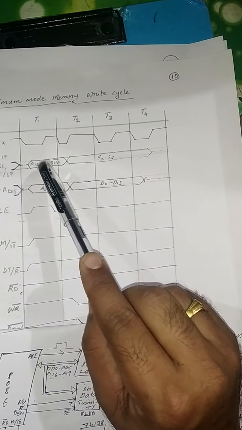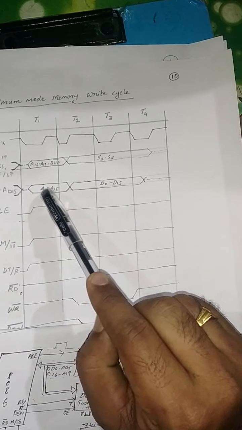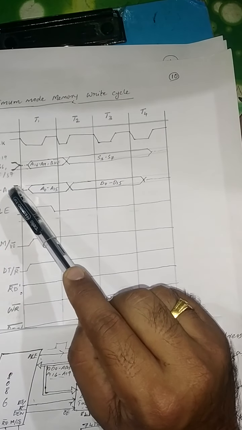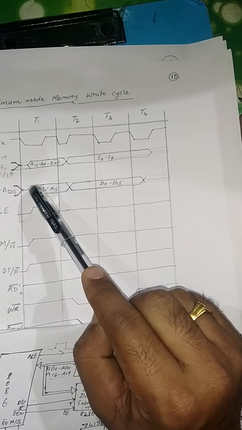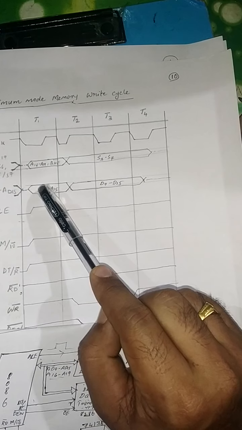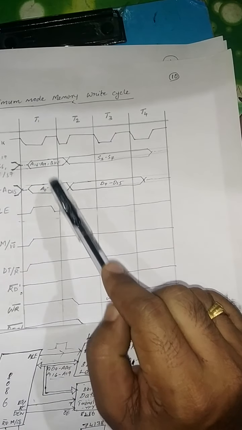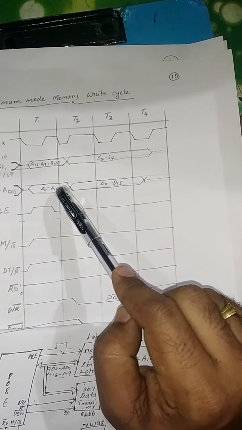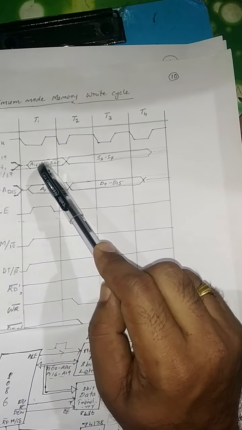So these signals are A16 to A19. The rest of the address will be on this line, AD0 to AD15, but in the first clock cycle we need to locate the address from where data should be read, or in this case since it is a write operation, to where data should be written. So in the first cycle they act as the address bus. That's why it is A0 to A15 and A16 to A19.